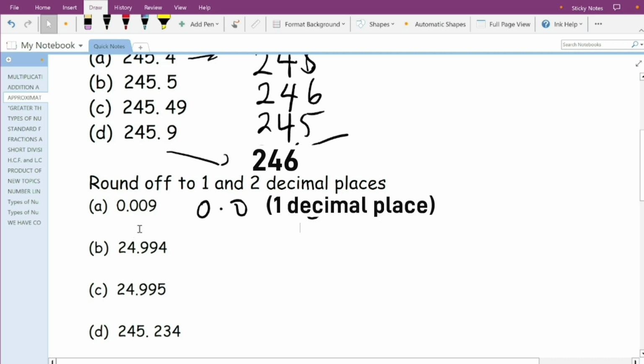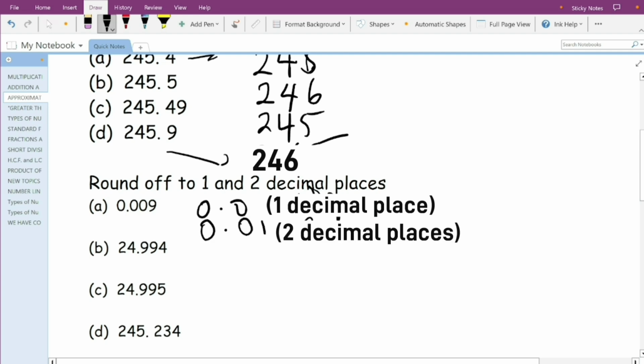And to 2 dp, that means we have to stop here. That means 2 digits after the decimal, digit 1 and digit 2. That's 2 decimal places. The number after the digit is 9. So when this 9 is going off, since it's not less than 5, when we are taking it off, we add 1 to this. Your answer is 0.01. This is to 2 decimal places.